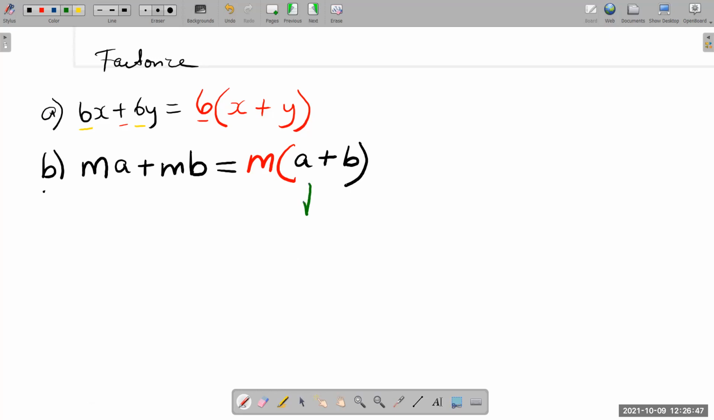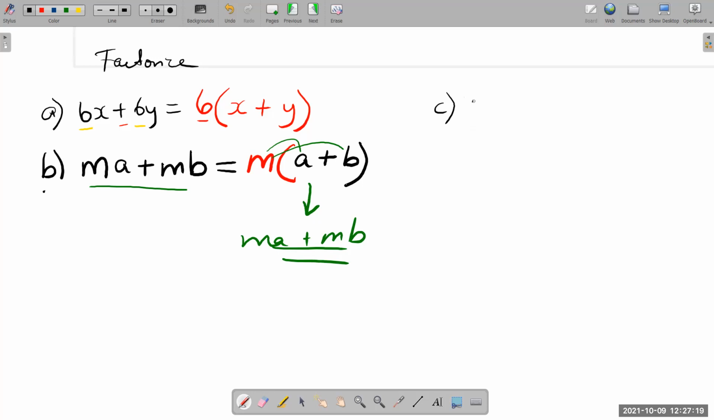If I multiply out my brackets, I should end back up with the original expression. So let's try that. M times A, MA, plus M times B, MB. That is how you can check to see if your answer is correct. That's something you need to make note of as well. So let's try one more example of this nature, and then we're going to go into some higher difficulty level questions.